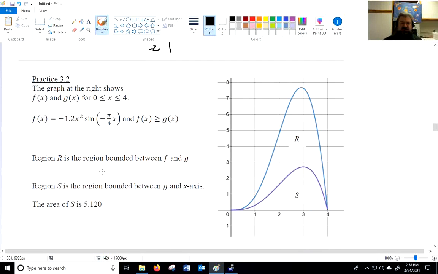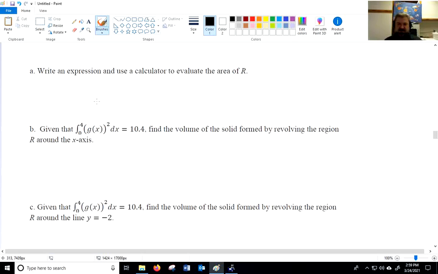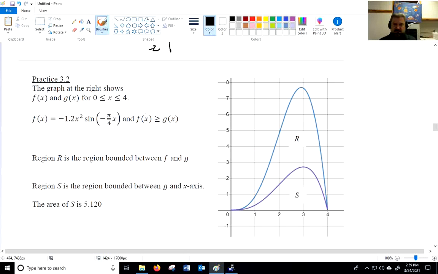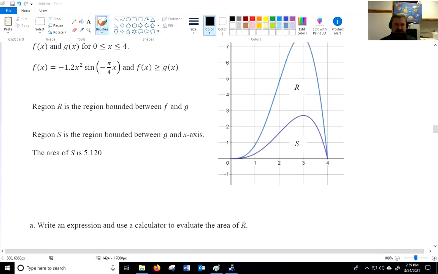All right, practice 3.2. The graph at right shows f and g for 0 to 4. R is the region bounded between f and g. S is the region bounded between g and the x-axis. The area of S is 5.120. I would like you to write an expression and use a calculator to evaluate the area of R. All right, let's see how you did.